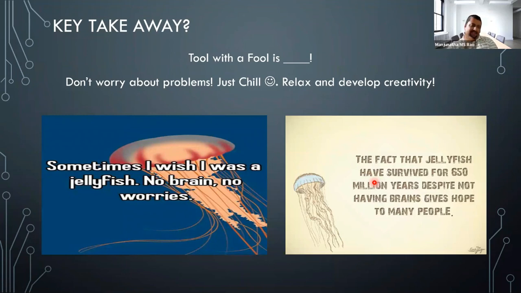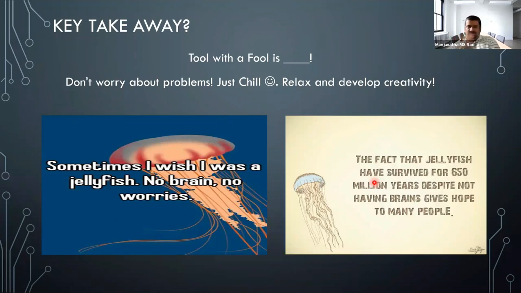And my all-time favorite is: a tool with a fool is still a fool. Maybe you can figure out what it is. So don't emphasize too much on tools. Tools are good, techniques are good, but the person who is solving should not be a fool, or we should not fool ourselves when we look at the problem, right?